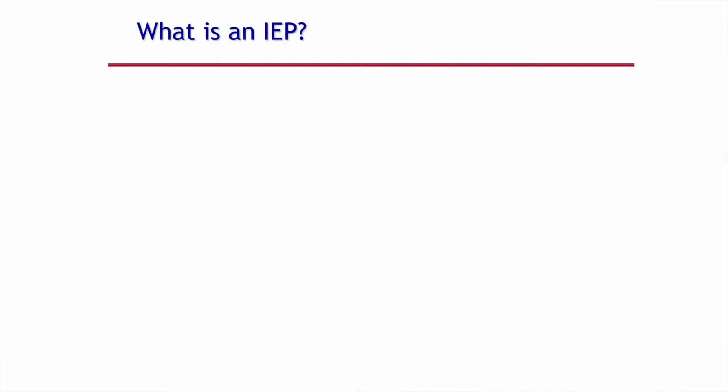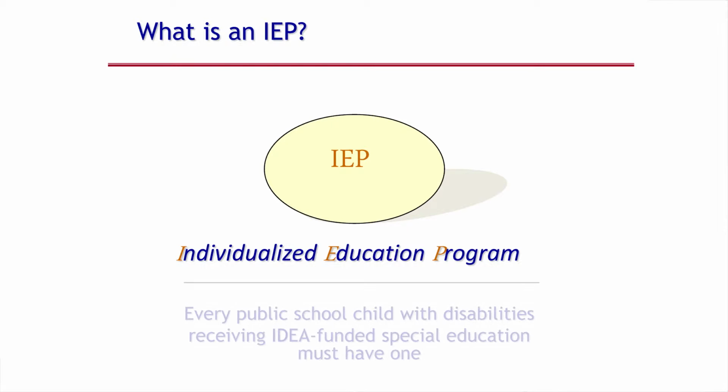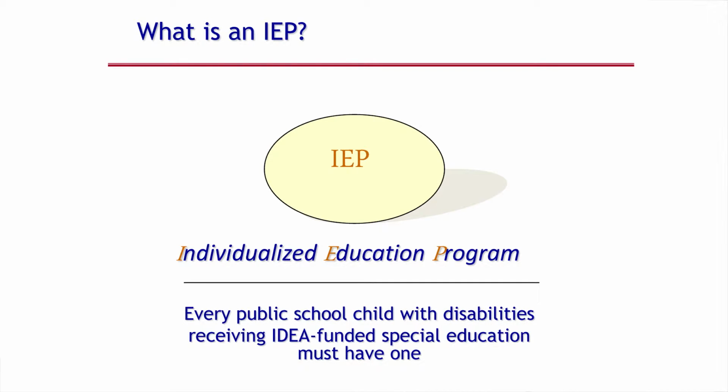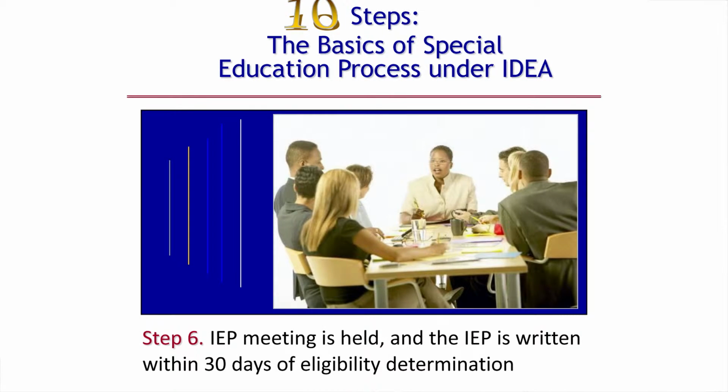Okay, so what is an IEP? IEP stands for Individual Education Program, and every student identified with a disability must have one. The IEP meeting is held, and the IEP is written within 30 days of eligibility determination. So that's the last part of that very important timeline, 30, 60, 30.